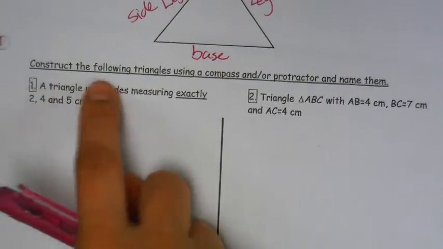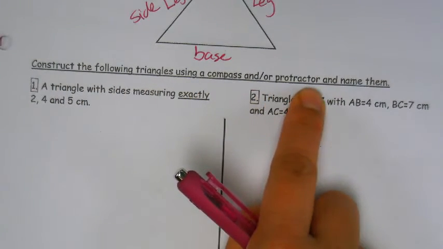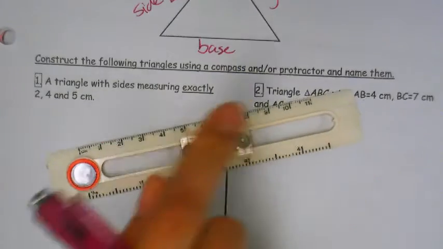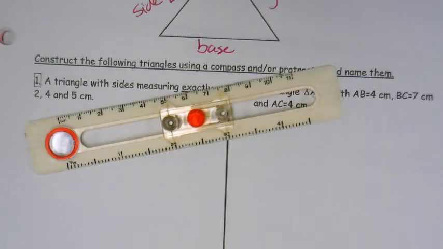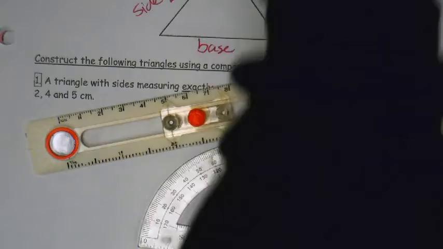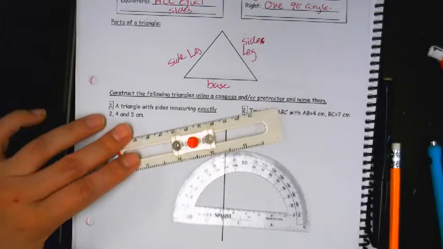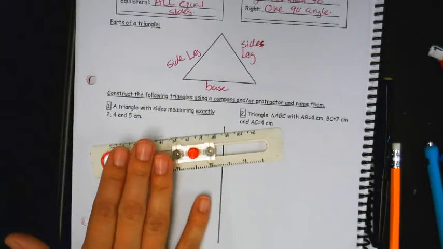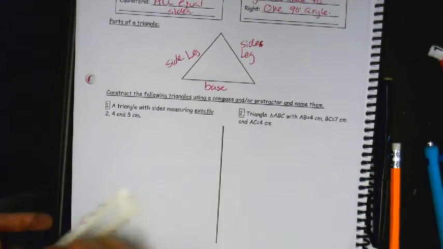Okay. So, construct the following triangles using a compass and or protractor and name them. So today we're actually going to be using a compass and a protractor. Now, when do I use what? If it gives you the sides in centimeters, you're going to use a compass. Okay? So these two, you're going to use a compass.